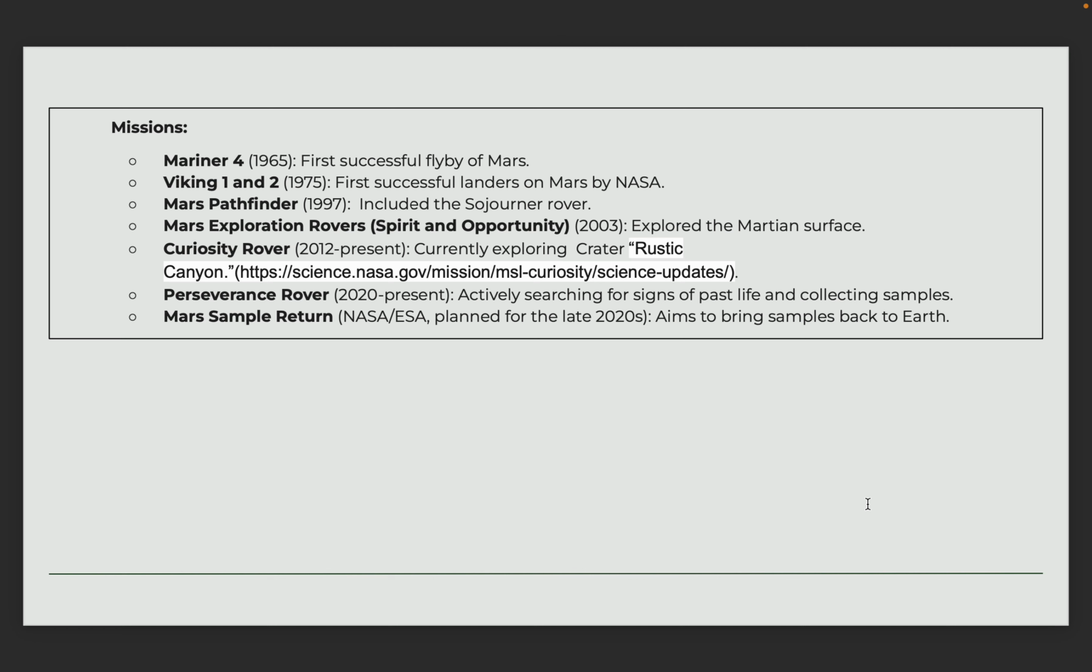There have been many missions to Mars. One is the Mariner mission, the first flyby of Mars. Another, in 1975, was the Viking 1 and 2 missions, which were landers by NASA. The Mars Pathfinder mission in 1997 included the Sojourner rover. Mars exploration rovers Spirit and Opportunity were sent in 2003 to explore the Martian surface.